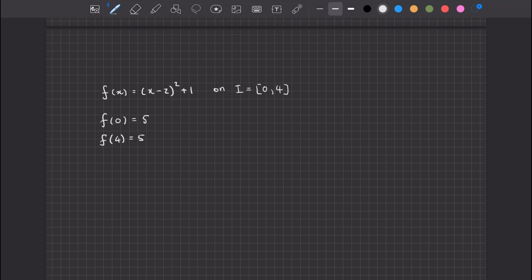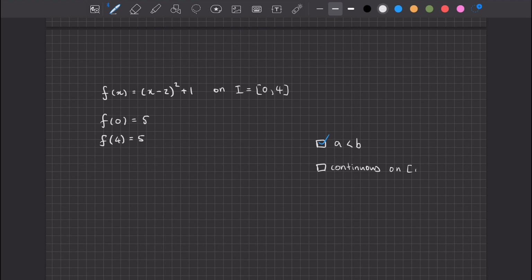Well, we can go through the checklist. So first things first, a has to be smaller than b. Is 0 smaller than 4? Yes. Awesome. And then the second thing, the function needs to be continuous from 0 to 4. Is it continuous? Well, if you draw the graph out, you'll see that the quadratic looks something like this. So yes, it is continuous.